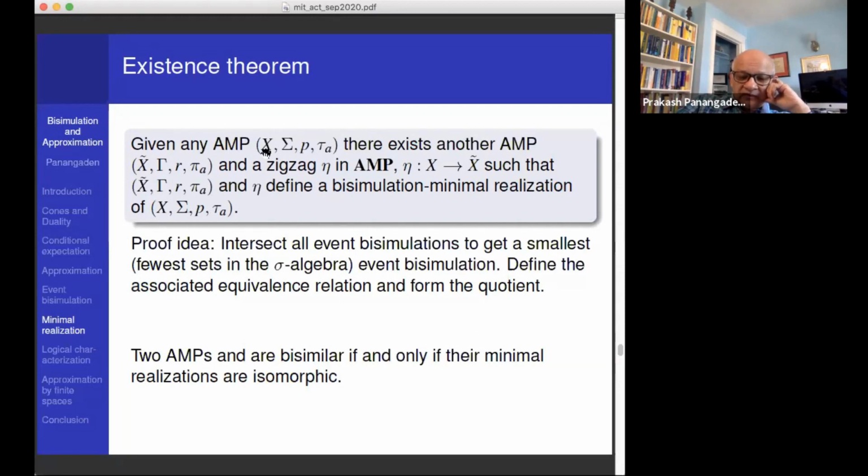So one of the things we proved in our paper was an existence theorem which says, give me any AMP, there is indeed a bisimulation minimal realization of it. And basically you have to intersect all the event bisimulations to get a smallest event bisimulation. And then the associated equivalence relation forms the quotient in question. Now, two things that you can show relatively easily is that two AMPs are bisimilar if and only if their minimal realizations are isomorphic. So in some sense, the minimal realization is a canonical presentation of the Markov process you have in mind.